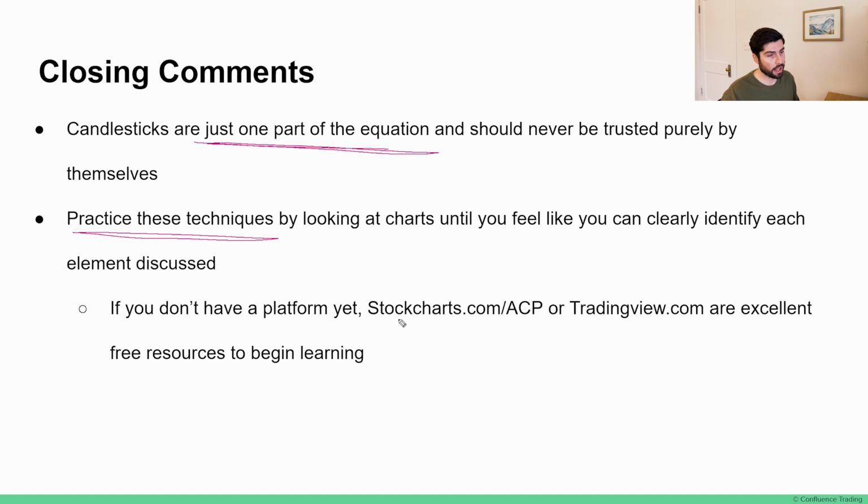If you don't yet have a platform, but you still want to practice this stuff, I think stockcharts.com/ACP and tradingview.com are both two excellent free resources.